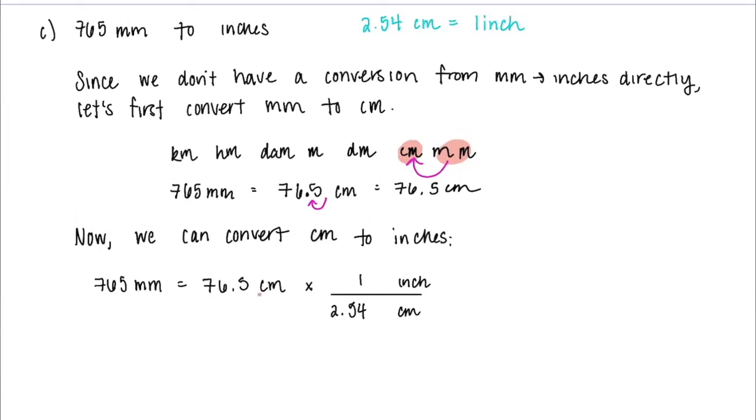So this makes our centimeters unit disappear. We're left with 76.5, 2.54 on the bottom. And our only unit left is inches. So roughly this is about 30.1 inches.